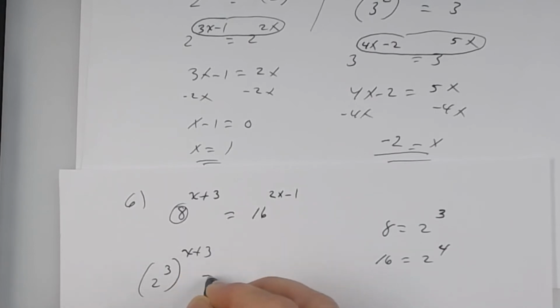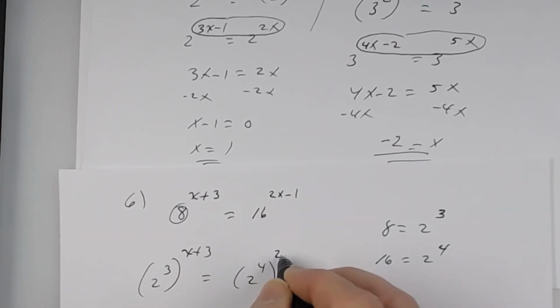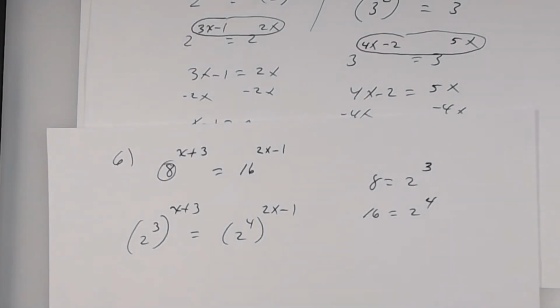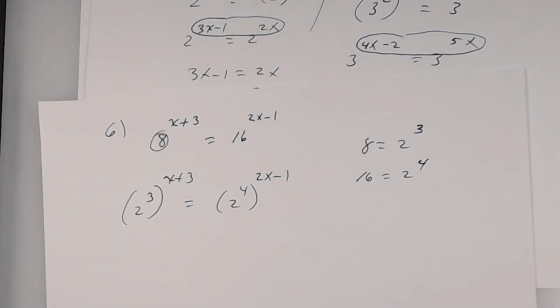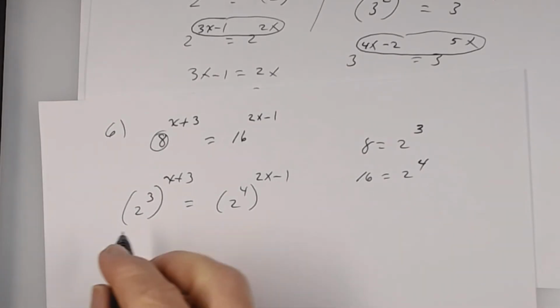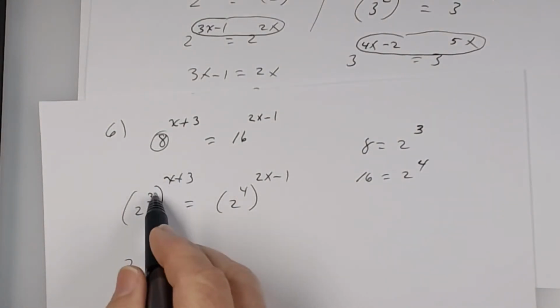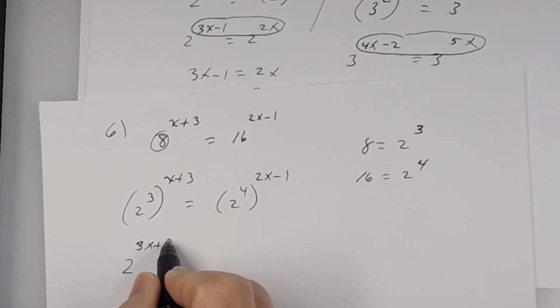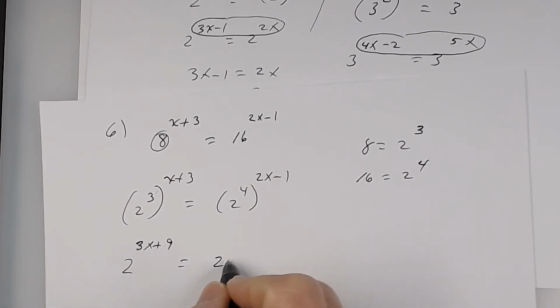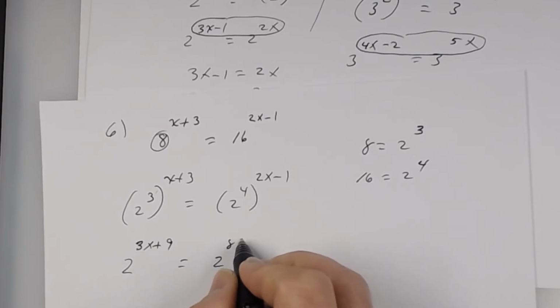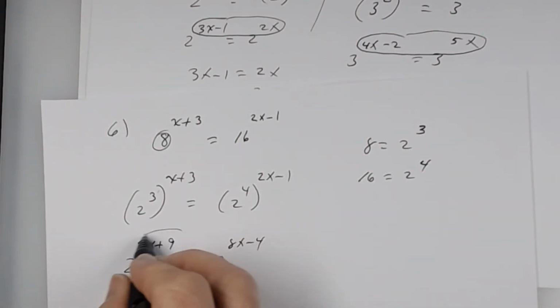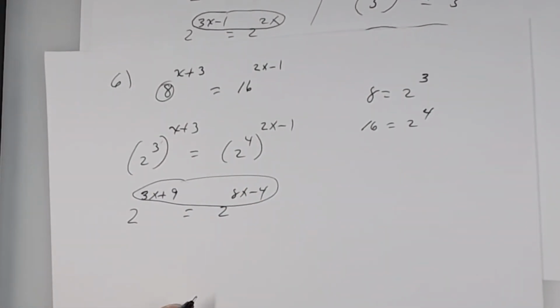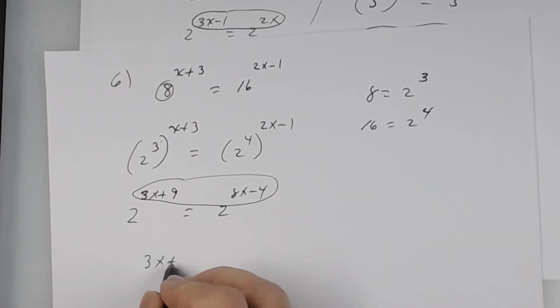x plus 3, equal 2 to the fourth, all raised to what power? 2x minus 1. Okay? So that's 2. Now go ahead and multiply this out. That's 2 to what power? 3x plus 9, good. Equals 2 to the, and multiply this out, 8x minus 4. Yeah, now I said these are equal to each other. So 3x plus 9 must equal what?